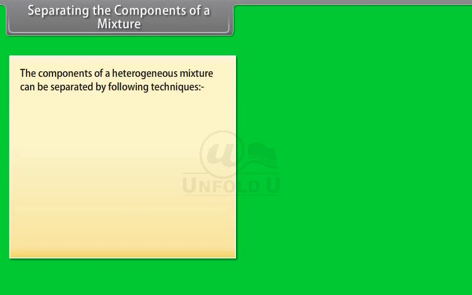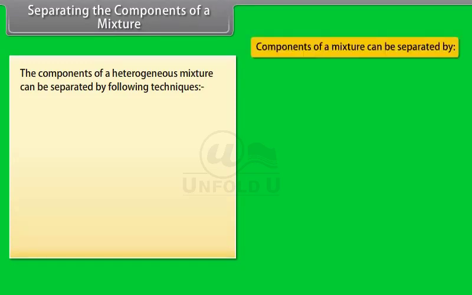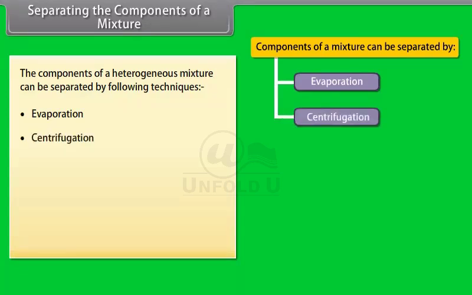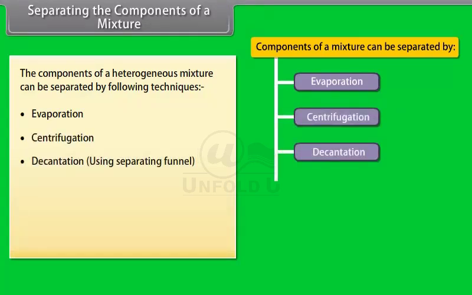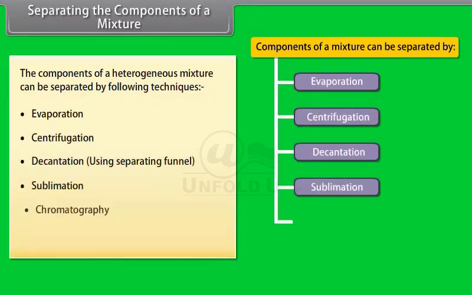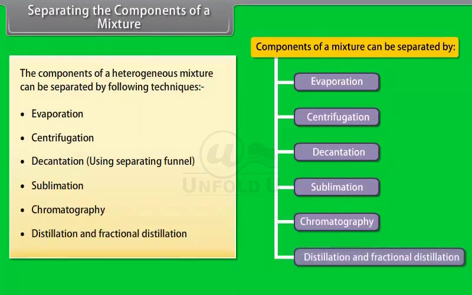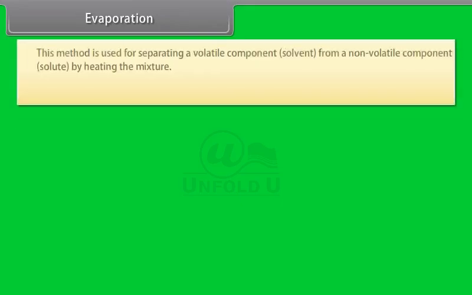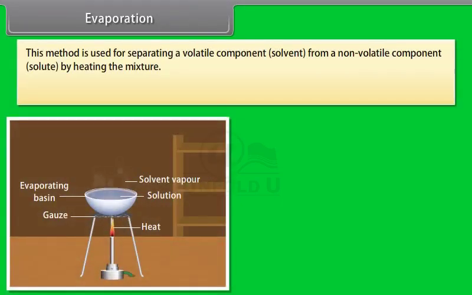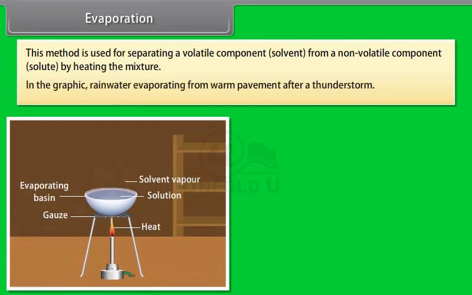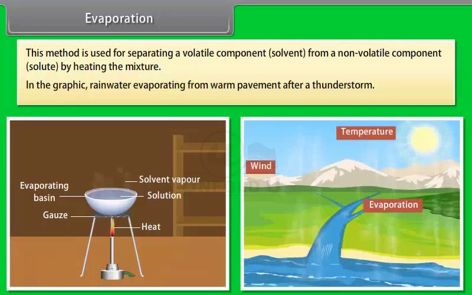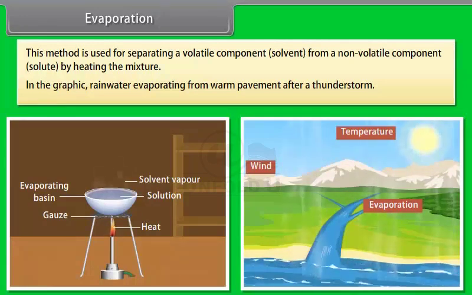Separating the components of a mixture. The components of a heterogeneous mixture can be separated by following techniques: evaporation, centrifugation, decantation, sublimation, chromatography, distillation and fractional distillation. Evaporation. This method is used for separating a volatile component solvent from a non-volatile component solute by heating the mixture. In the graphic, rainwater evaporating from warm pavement after a thunderstorm.